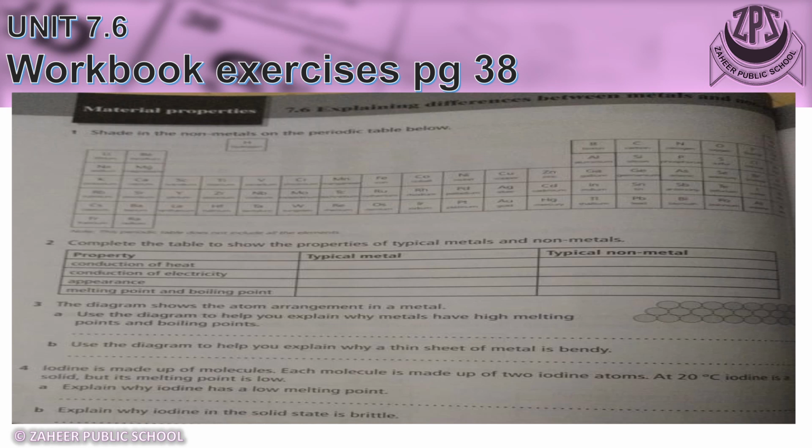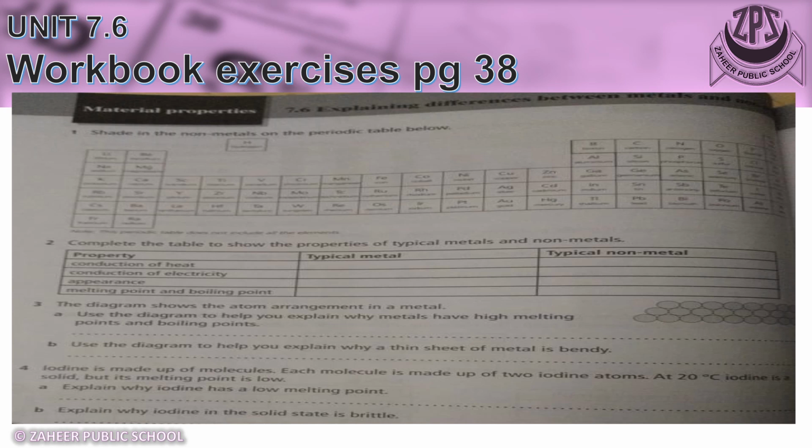And in the third question, there is a diagram given over here in which the atoms of a metal are arranged. In part A, you have to answer why metals have high melting points and boiling points. In part B, you have to explain why metal is bendy.